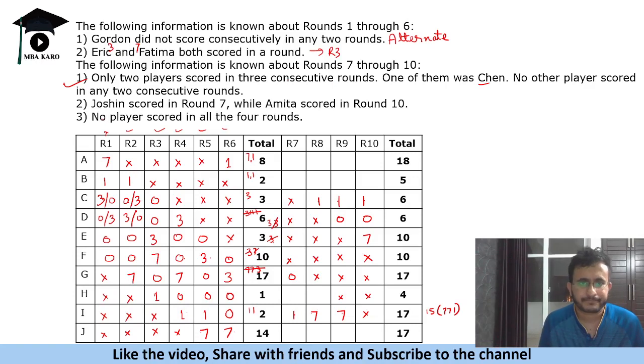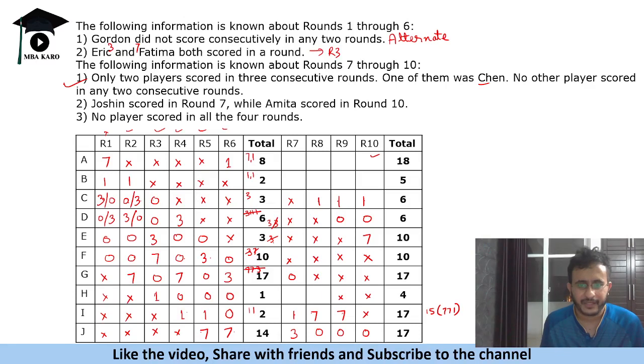Okay. Now the next statement given to us is Joshin scored in round 7. So that means he needs to score here. Okay. While Amita scored in round 10. So we have a number to be put here. Now, Joshin scored in round 7, Joshin cannot score 1 point because 1 point is already filled. Joshin cannot score 7 points also because his total would exceed 17. So Joshin will score 3 points. If he scores 3 points, his points are done. So these three will be zeros.